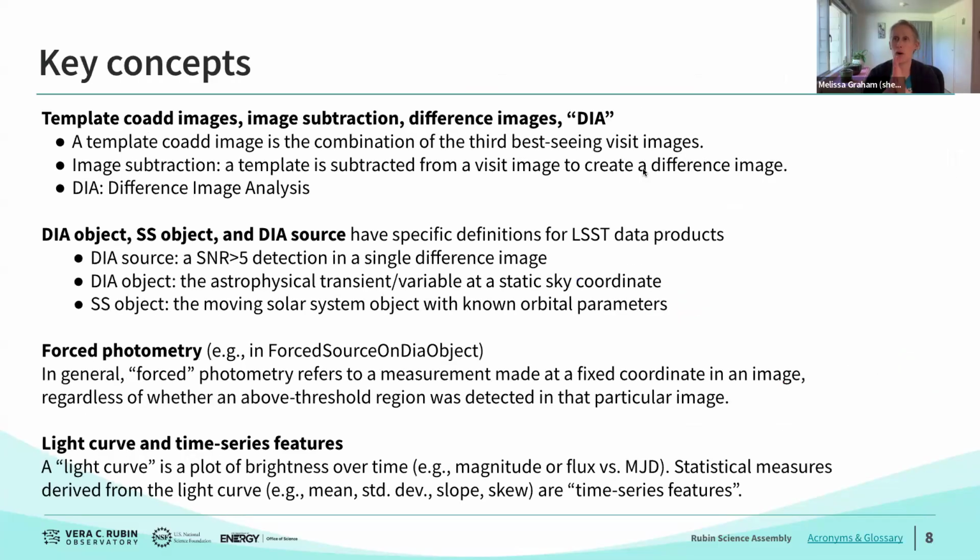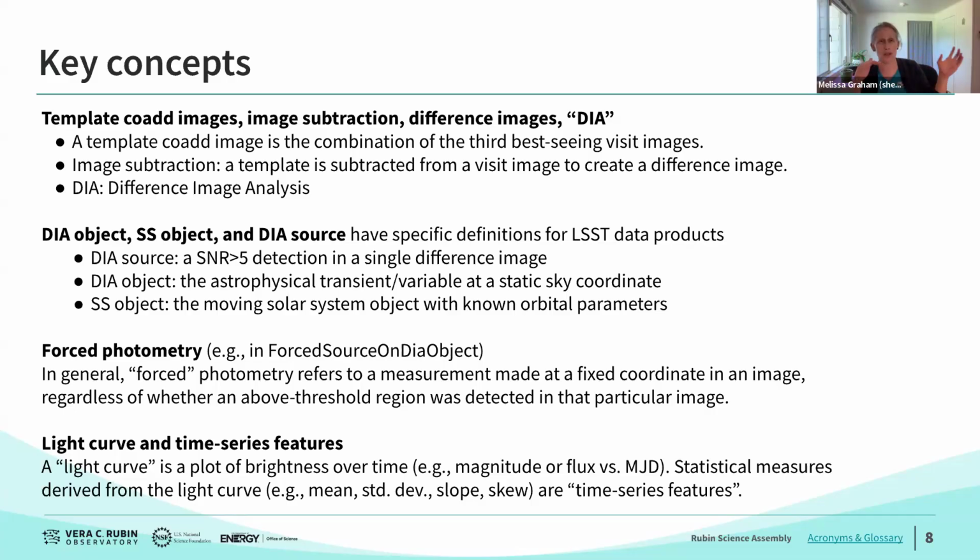For Data Preview 1, it's very important to understand this process, because Data Preview 1 is, again, just 7 weeks at the end of 2024, using the 33%, the third of the visit images that were obtained over 7 weeks as the template. That's a little abnormal for time domain science. Usually you make template images out of older images that were obtained, for example, the year before. And in the future, once Rubin Observatory is in sort of steady state and we're having annual data releases, that will be the case.